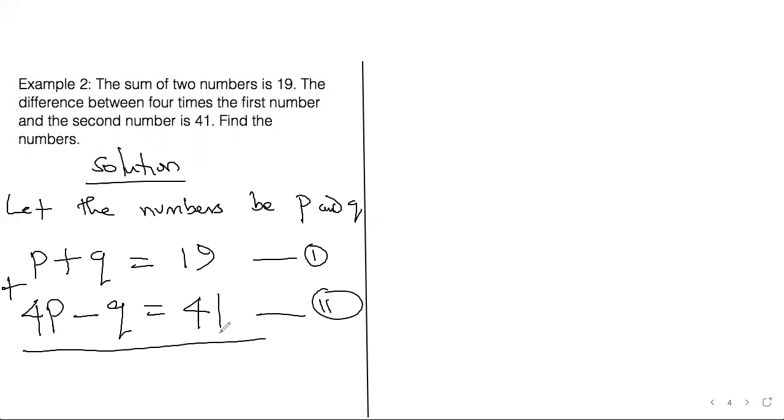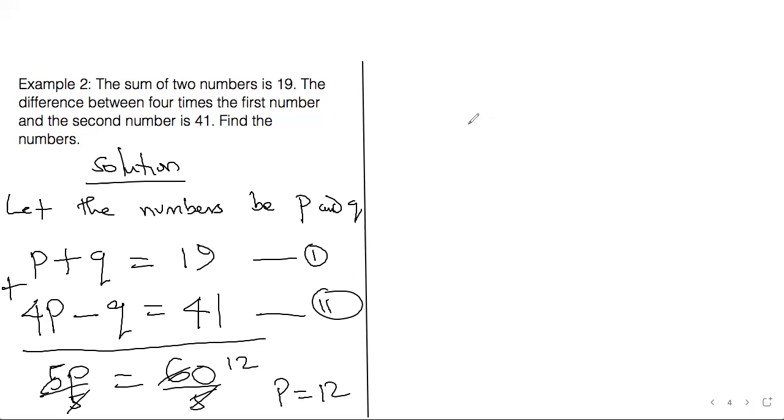If you add, you have P plus 4P, that gives you 5P, and plus Q minus Q is 0, that will go, equals 19 plus 41, that should give you 60. Okay, so you divide both sides by 5, then P will give you 12. So that means the first number is 12.